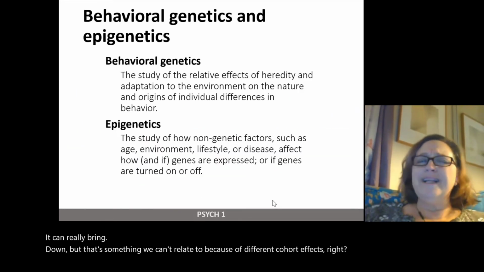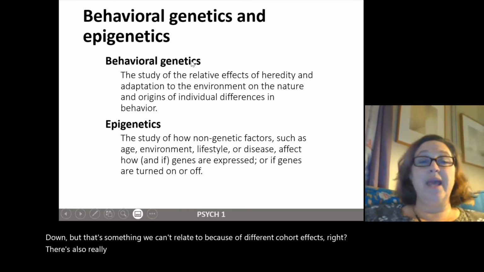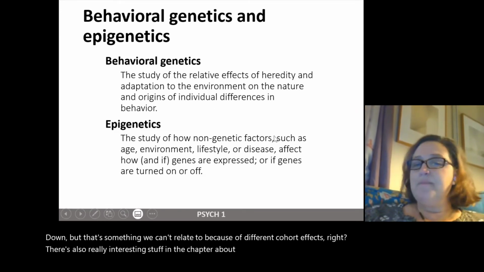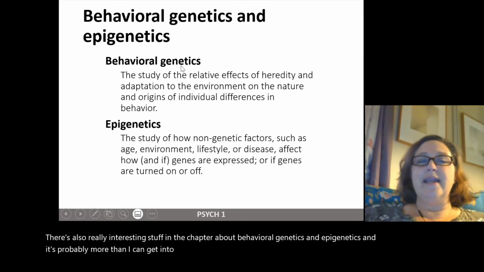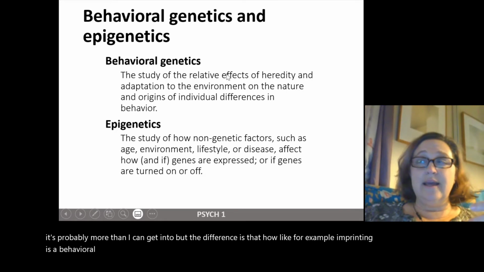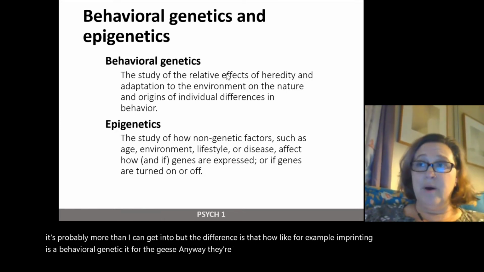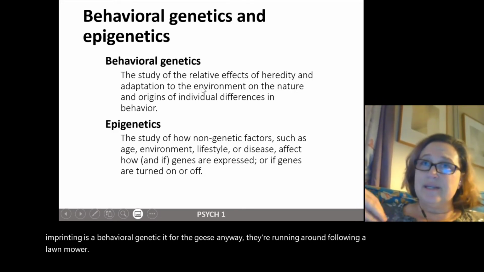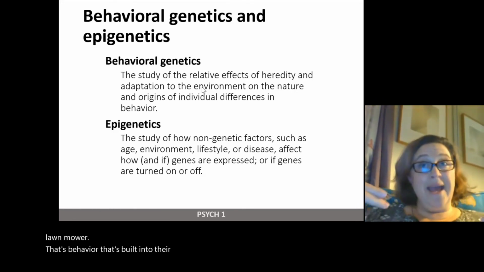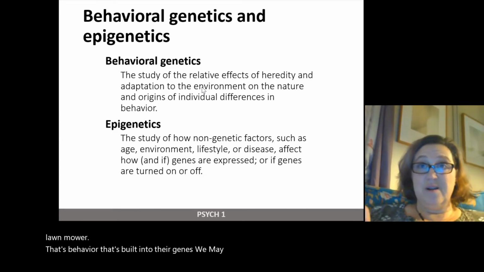There's also really interesting stuff in the chapter about behavioral genetics and epigenetics, and it's probably more than I can get into. But for example, imprinting is a behavioral genetic. For the geese, they're running around following a lawnmower. That's behavior that's built into their genes. We may have behavior that's built into our genes.